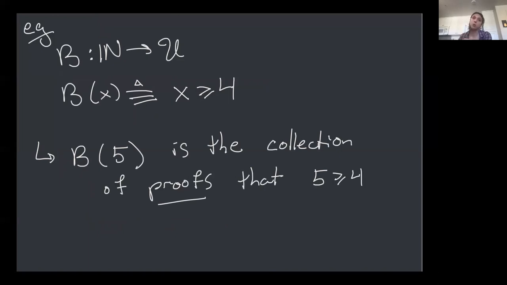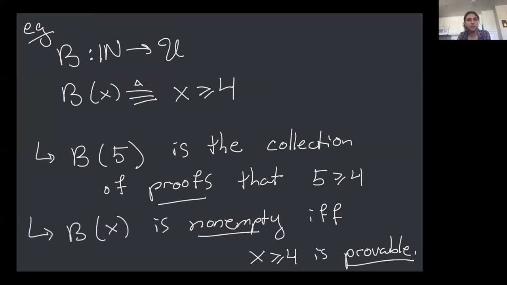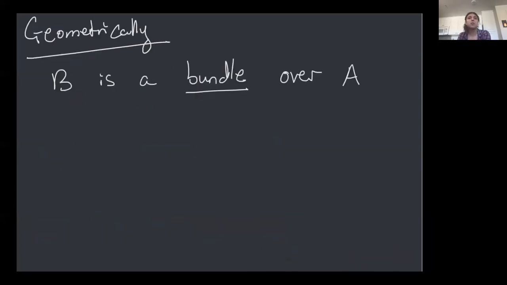Because remember, programs inhabiting a type, we want to think of as being proofs of the proposition that that type represents. So B of X is non-empty exactly if X is greater than 4 is provable. And remember, this is the other half of the logical aspect. Being inhabited means you have a proof. So that tells me that my claim is true, or slightly more precisely, that my claim is provable. And if my type is empty, then that means my claim is false. Okay. So geometrically now, we want to think about what one of these dependent type families means.